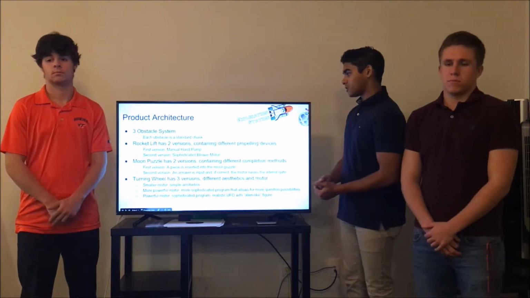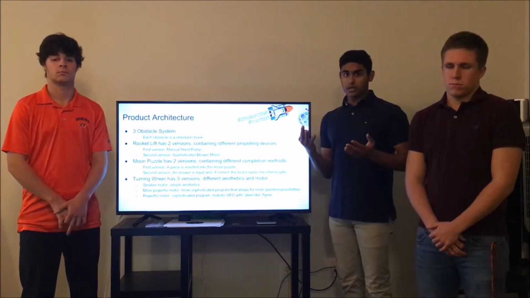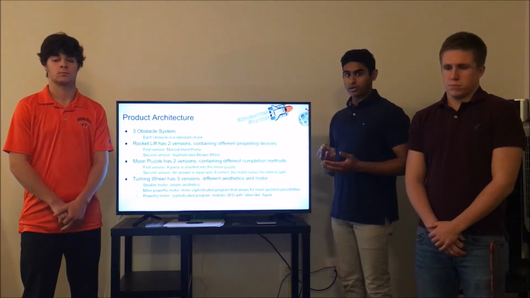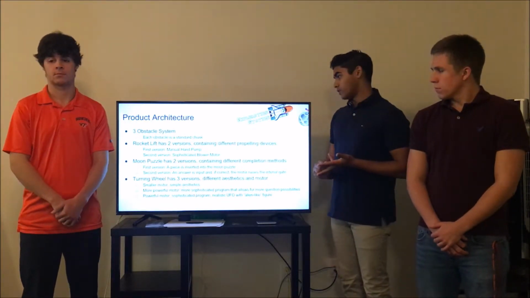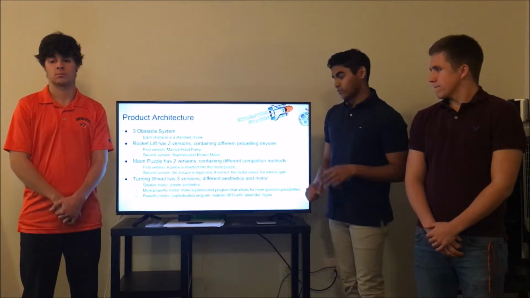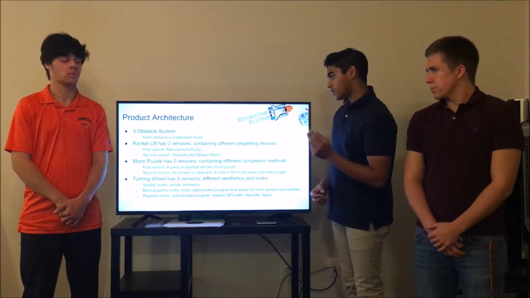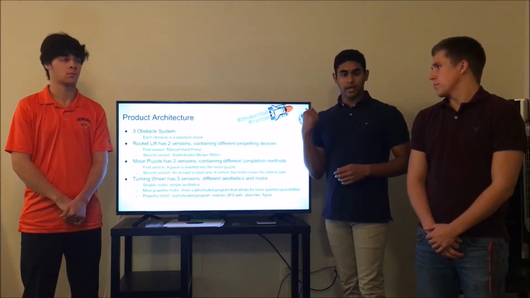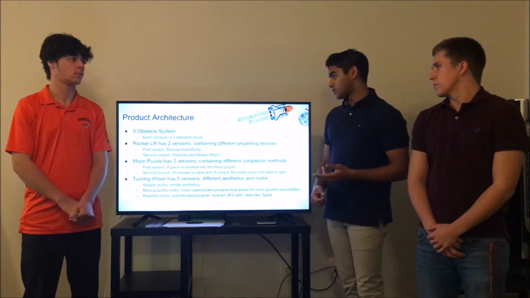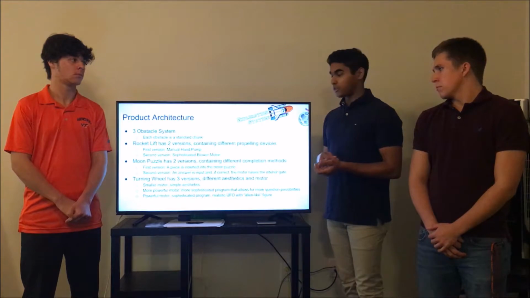For product architecture, we basically have three components to our product. We have the moon puzzle, we have the balloon lift, as well as the turning wheel. For the rocket lift, which has the balloon inside, we could change that to a sophisticated blower motor, so we would basically take out the balloon. Currently, we just have a hand pump pushing that.